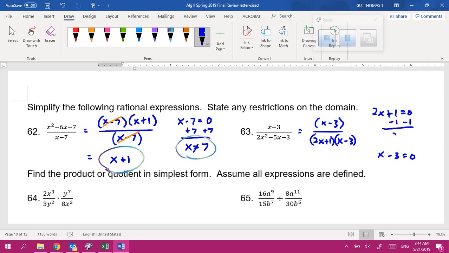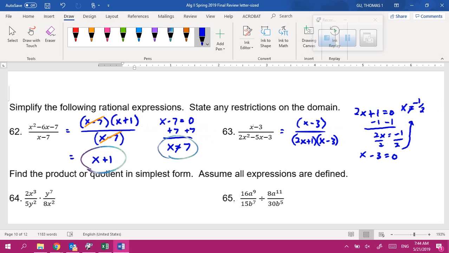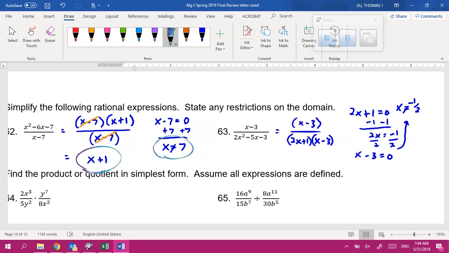Subtract 1. So 2x equals negative 1, and then divide by 2. So x equals? Right. All right, but we should put not equal to because it is a restriction. So x should not be equal to negative 1/2. And then what is the other restriction? x does not equal negative 3. Right, x does not equal negative 3. So those are your two restrictions.